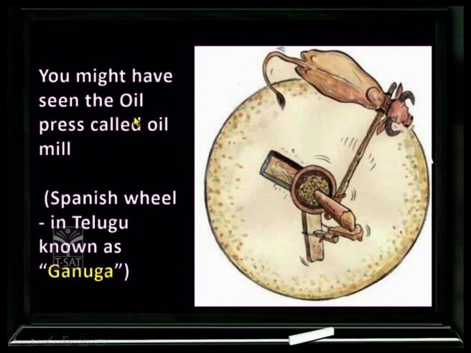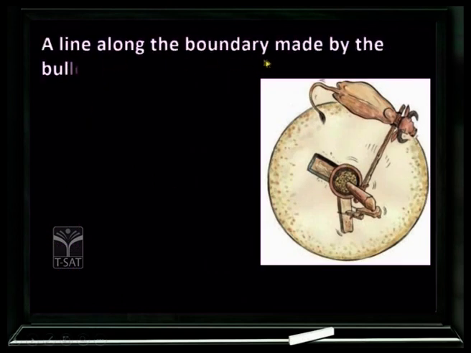You might have seen the oil press called an oil mill. In this oil press, one bullock will rotate like this so that oil will come out. This is called a Spanish wheel, or in Telugu we call it Ganuga. A line along the boundary made by the bullock is a circle. The bullock rotates like this, making a circle.